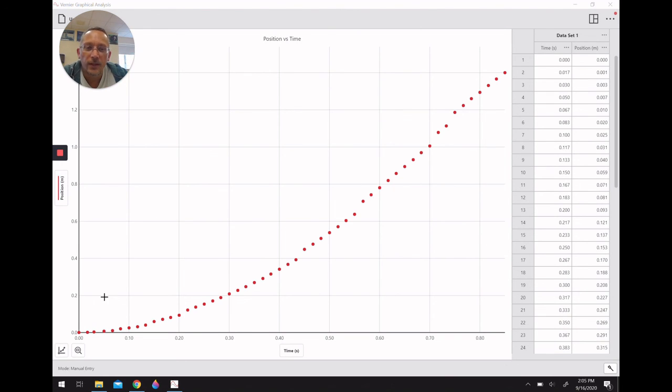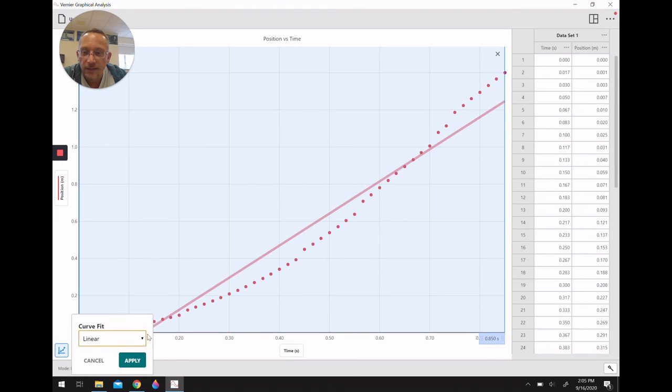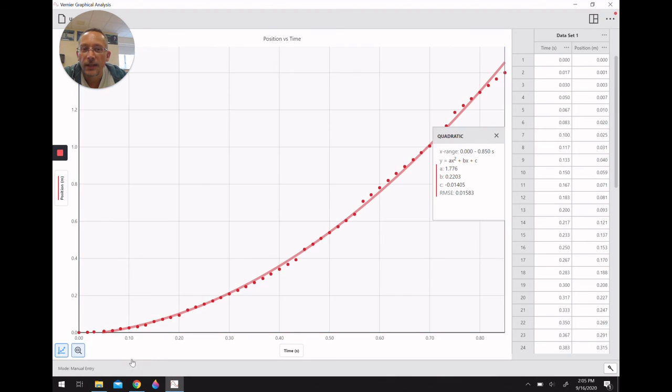They're just places where the spark timer didn't adequately put a dot. So now, if we take a look at it, I can apply a little curve fit. I can say this looks quadratic to me. So I'm going to pick quadratic, and you can see it lines up pretty nicely with the quadratic model. So this is quadratic.